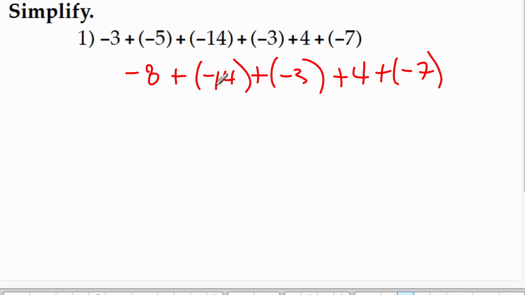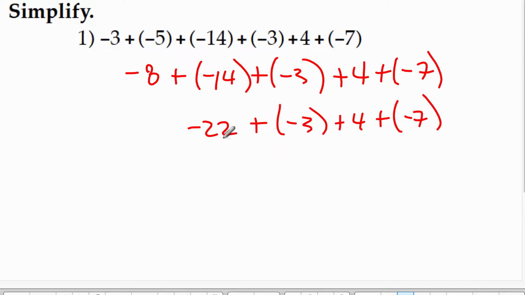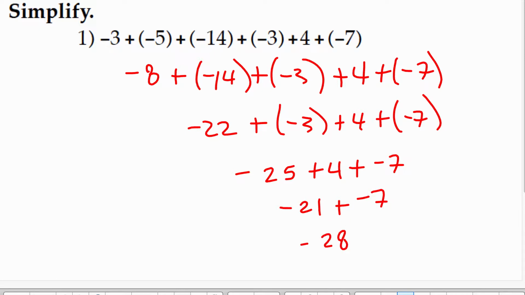And then negative 8 plus negative 14 is negative 22. And write everything else down. So one step at a time. Minus 22, add a negative 3. Same sign, add, and keep the sign. Plus 4 plus a negative 7. Different signs, so you subtract, so it'd be 21. Keep the larger number sign. Plus negative 7, same sign, add, so 28, negative. Answer to that one would be negative 28.